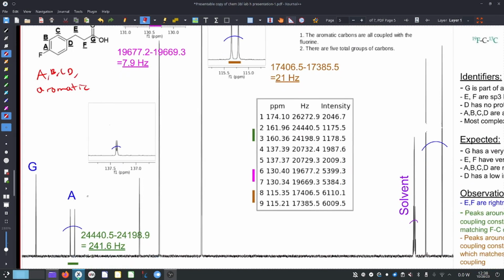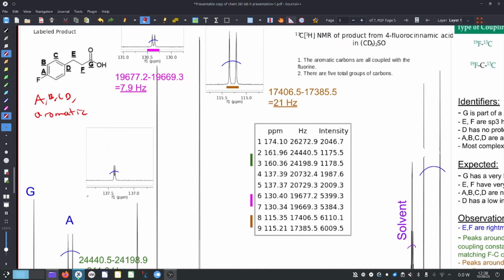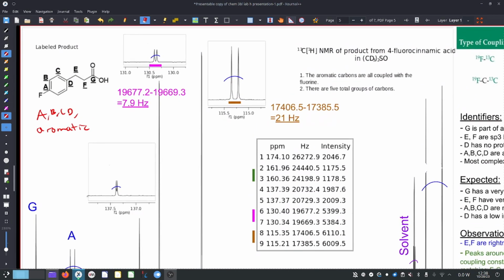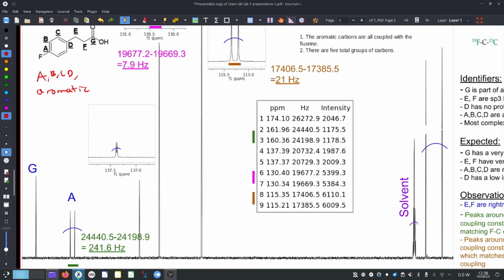We expect this to be the lowest integral. So if we look at the non-singlet peaks, they're all zoomed in, so it's kind of misleading. Just look at the peaks themselves. This one shows us the lowest integral. We expect this one to be D.